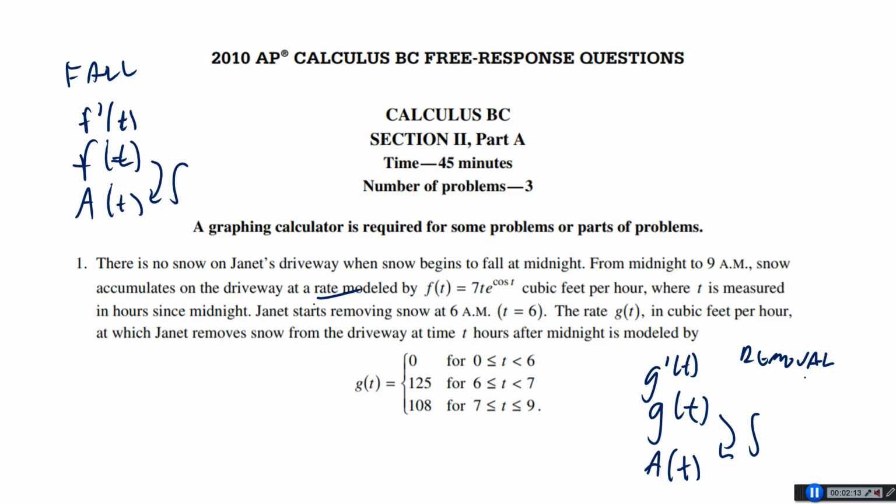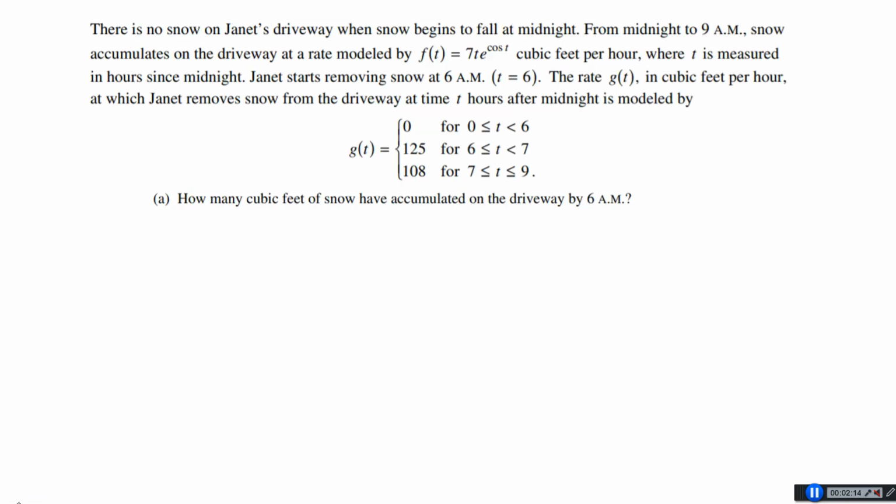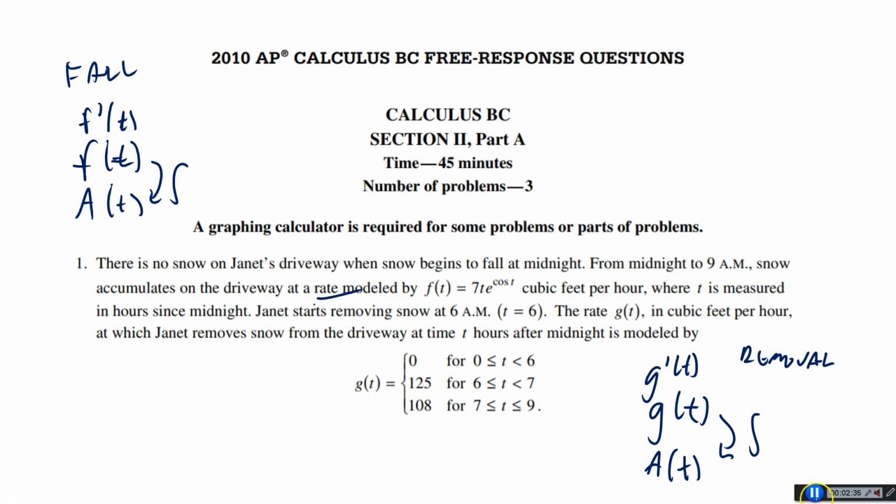Okay, so let's see what they ask us. So first thing they ask us is how many cubic feet of snow have accumulated by 6 a.m. This is a very typical question they'll ask first. They'll kind of throw you a softball to start off. So in this case, they're only asking about the snowfall. They're not asking about removal at all. They're just seeing if you can figure out the amount of snow that has fallen given a rate. So this is a calculator okay problem, as we see right here.